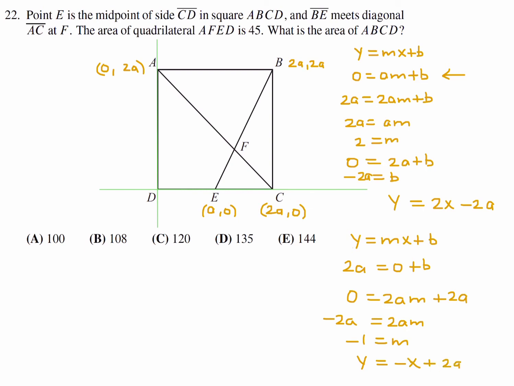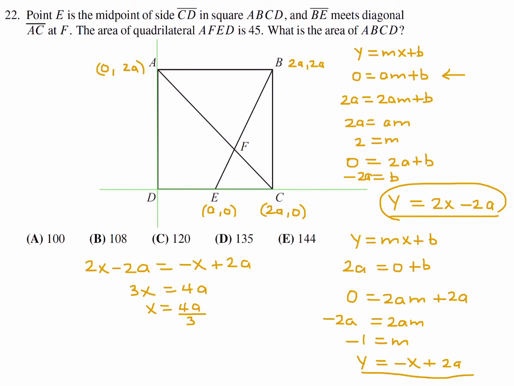Now to get the intersection point, which is right here, we set this equal to that. So that means 2x minus 2a is equal to minus x plus 2a. So that means 3x is equal to 4a, x is equal to 4a over 3. And substitute that into either one of these, either this one or this one, to get the y coordinate. And when you do, you get y is equal to 2a over 3. So that means this F has coordinates 4a over 3 and 2a over 3.